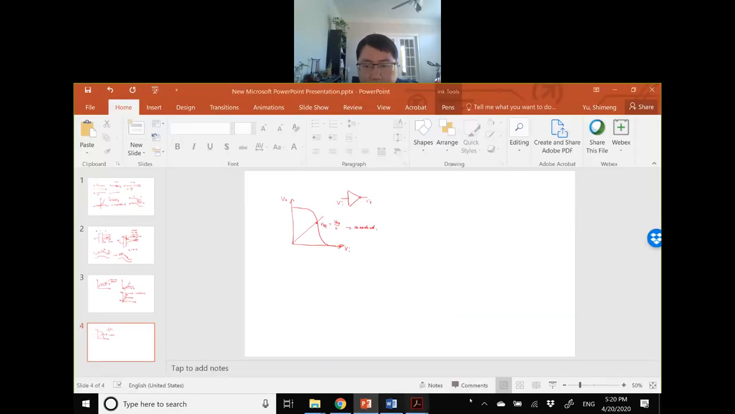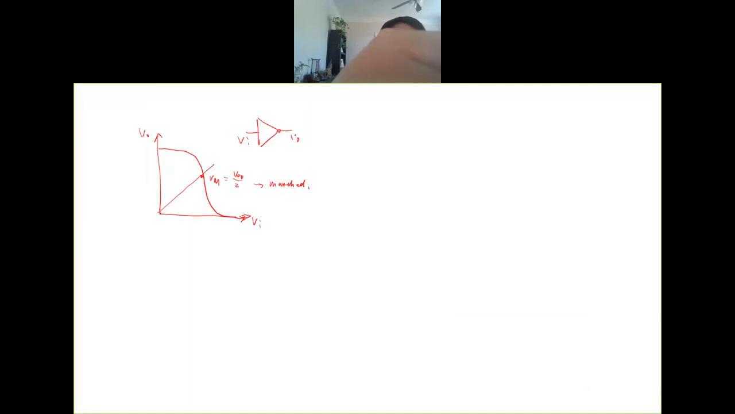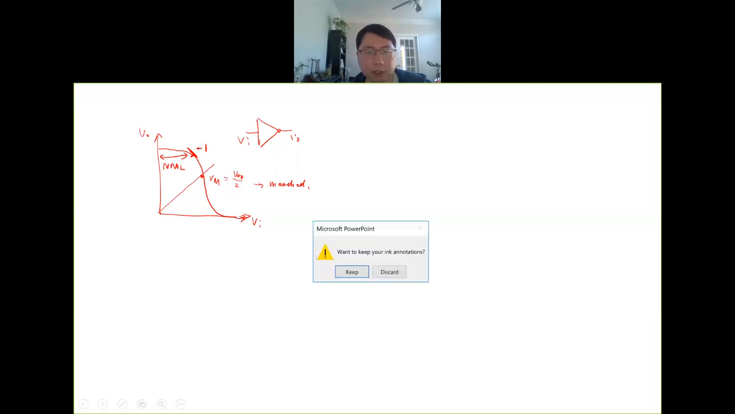But if you look at the noise margin by definition in the VTC curve, it is here. When this slope is -1, this one is the noise margin for the input low. And similarly, you have noise margin for the input high. So this is the VTC curve.